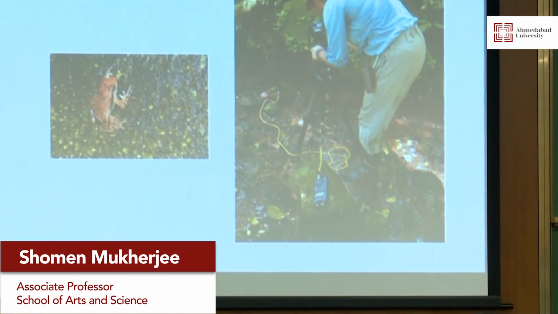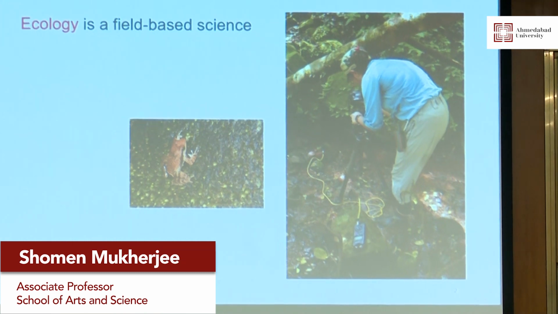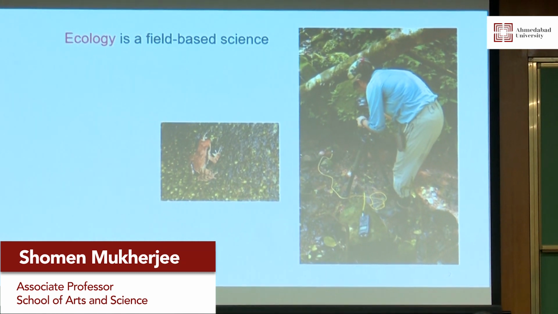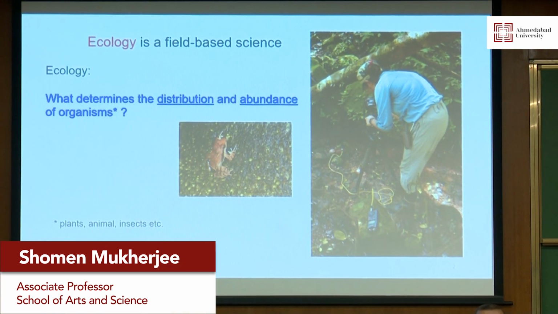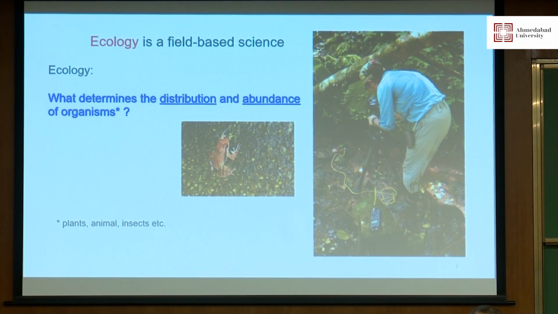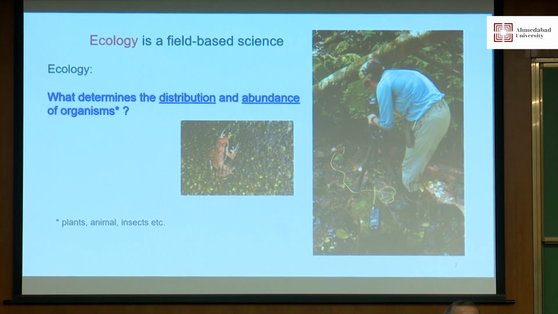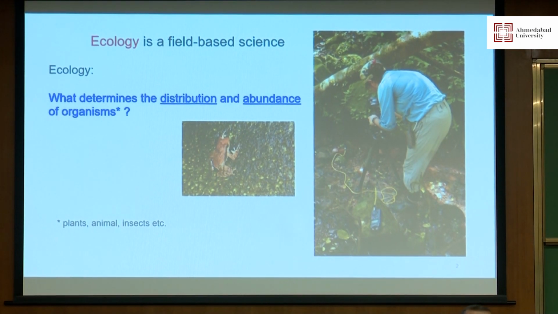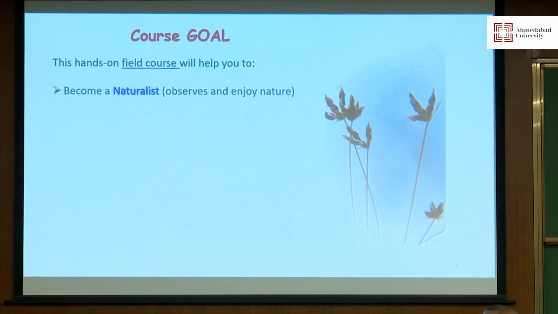So what's ecology? Ecology is a very field-based science, and the goal of ecology is to understand distribution and abundance of organisms. So why are certain animals rare in some places and certain animals are much more abundant in other places? And this is very relevant for conservation and conservation biology and other fields.